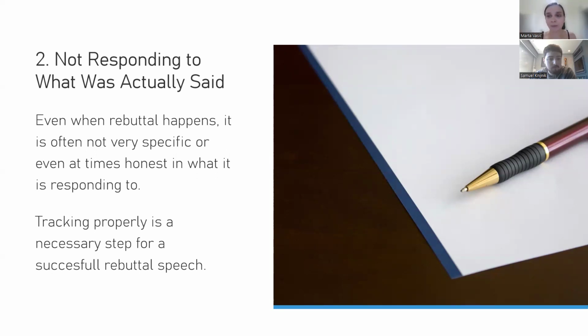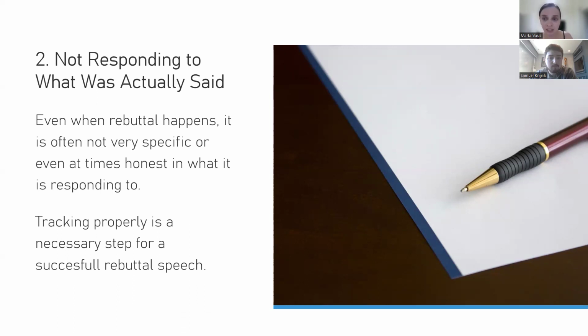And this is bad because very often this is just a harder way to rebut an argument, and it is not very precise, because the judge is following what was said. The judge will know the specificity, and if you don't address it, that means your rebuttal will not be very good, not very specific, not super precise.